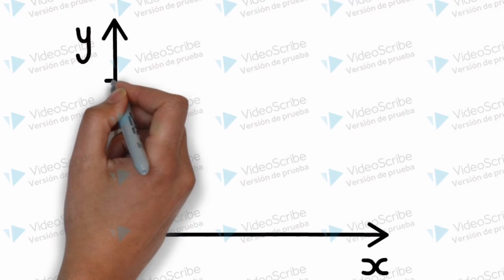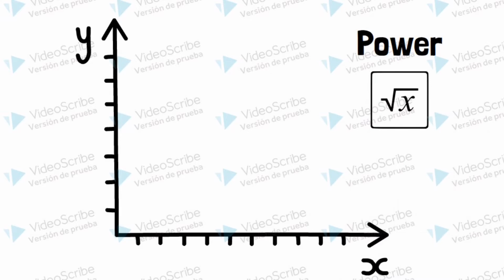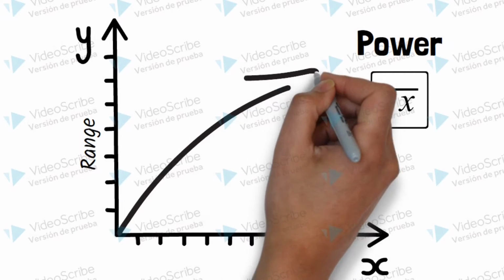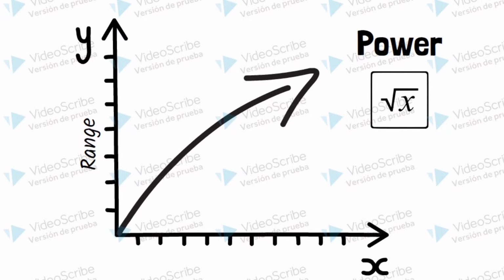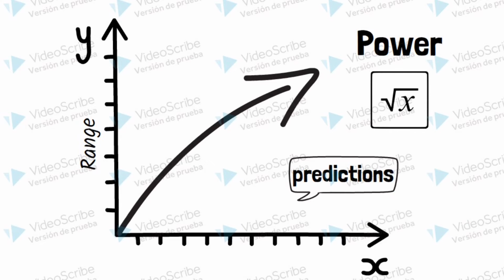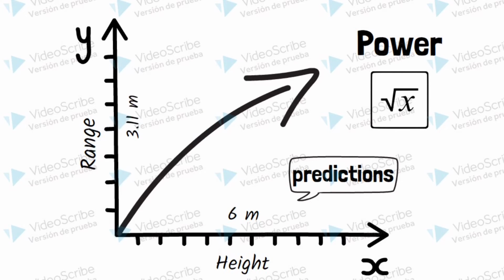After simplifying the theoretical model, I identified that the graph's relation is power type due to the root function, showing that the range will at first increase quickly, but then it will stabilize and look like a straight line. According to this model, we could make future predictions. If the die was thrown from a 6-meter height, the range would be 3.11 meters.